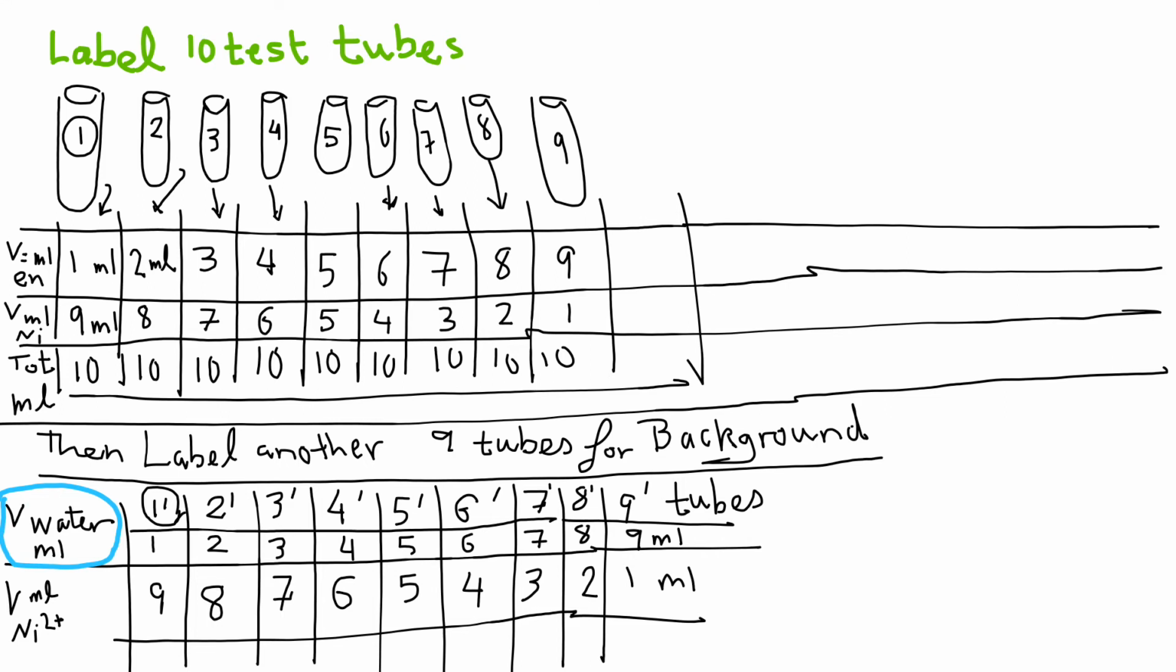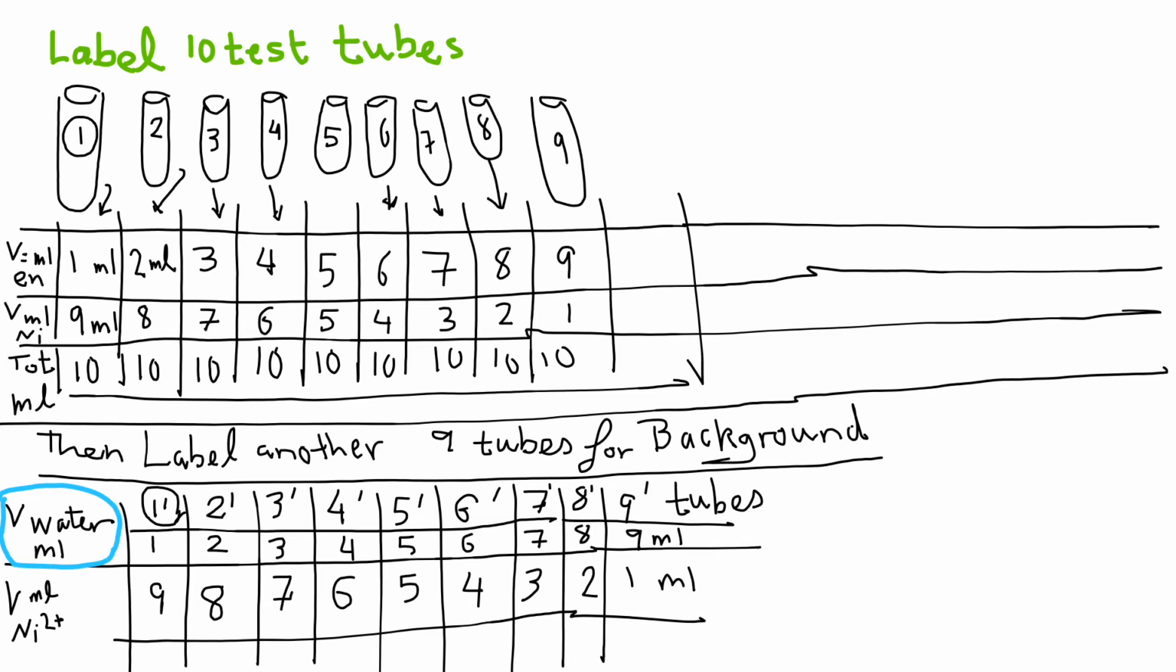So the mole fraction of ethylene diamine in the first tube is 1 over 10, which is 0.1. In the second, 2 over 10, which is 0.2. And the third, you add 3 mL ethylene diamine, 7 mL nickel. Then 4 mL, 6 mL, 5, 5, 6, 4, 7, 3, 8, 2, 9, 1, until you end with tube 9, which is 9 mL ethylene diamine, 1 mL nickel, and the total volume always is 10.